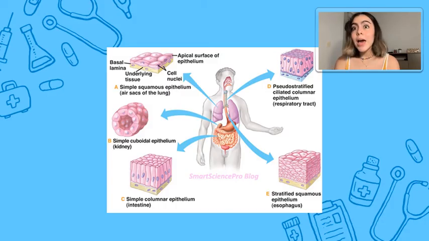Now we have everything we saw before represented in an image. We have a human body pointing to some different organs. For example, we have pseudostratified epithelium pointing to the trachea. We have stratified squamous epithelium pointing to the esophagus, and we have simple columnar epithelium pointing to the intestine.